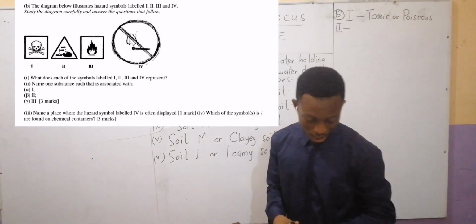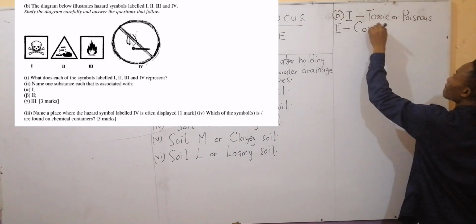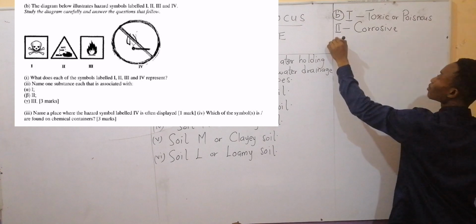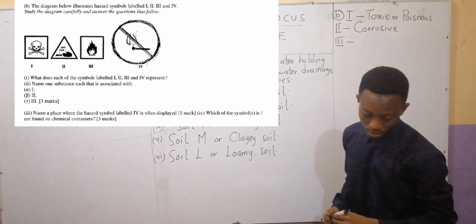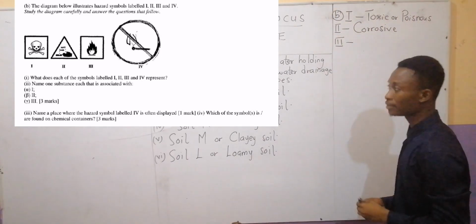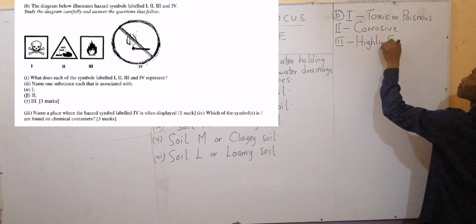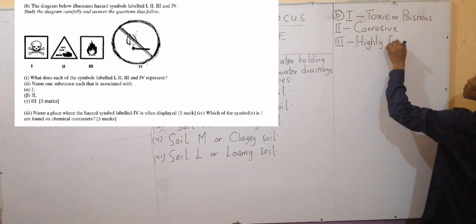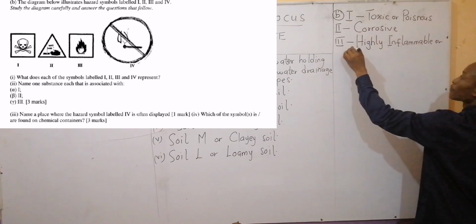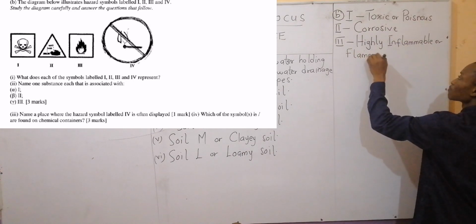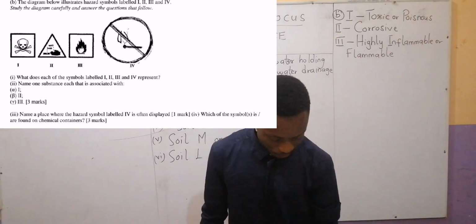II, that is corrosive, anything that burns. Corrosive. III, and we have highly inflammable. Others also call it flammable. Highly inflammable or flammable.